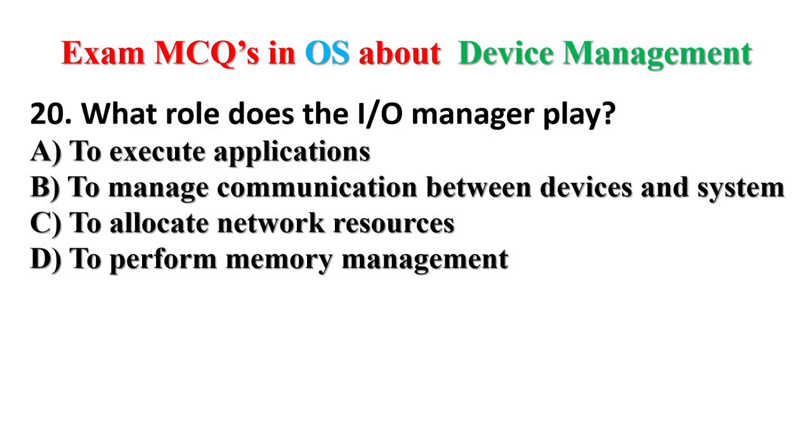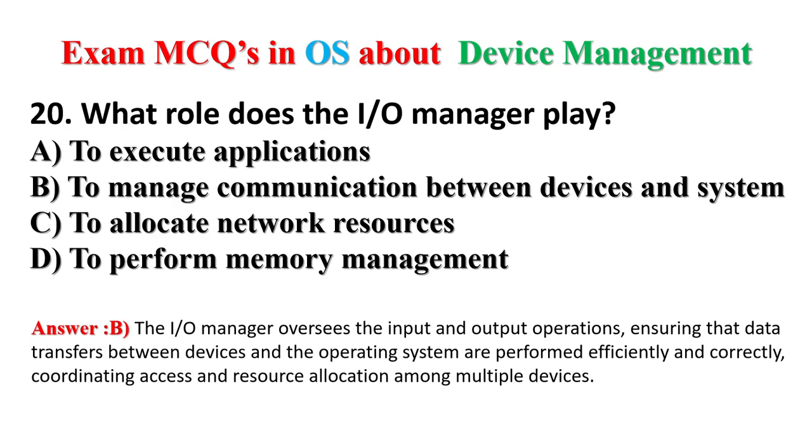Question number 20. What role does the input-output manager play? The role of the input-output manager is to manage communication between devices and the system. The input-output manager oversees the input and output operations, which ensures that data transfer between devices and the operating system is performed efficiently and correctly. It also coordinates access and resource allocation among multiple devices. So B is the correct answer.